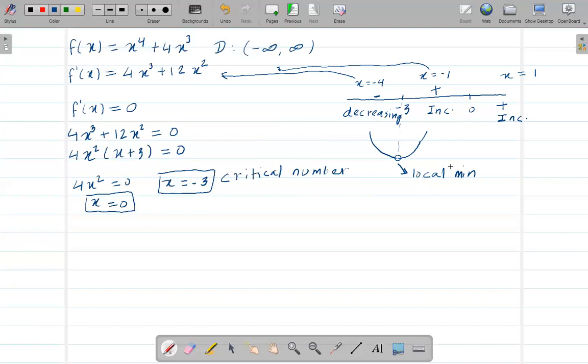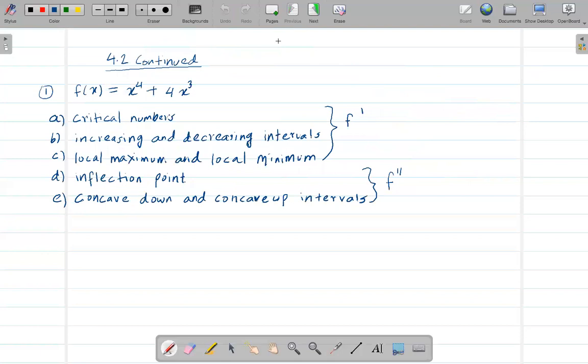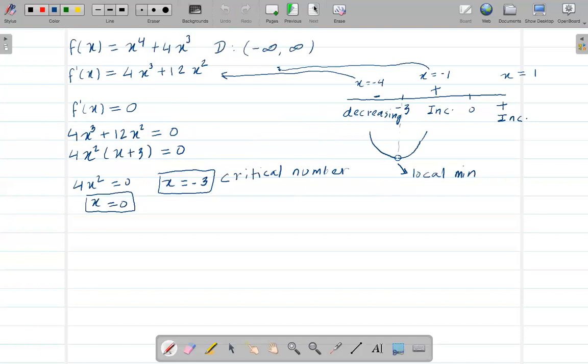Now since the problem was asking, we got everything that we need. We were looking for decreasing and increasing intervals, and we're looking for local maximum and local minimum, but it looks like we don't have a local maximum for this. We cannot find a local maximum because this is positive and this is positive. So both of these are increasing. You cannot find a local maximum for something like this if both of these have either positive or negative.